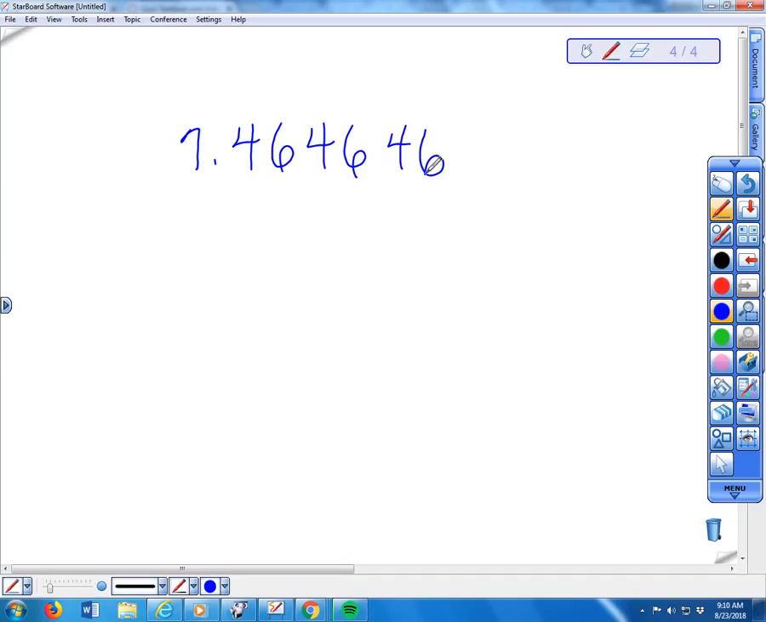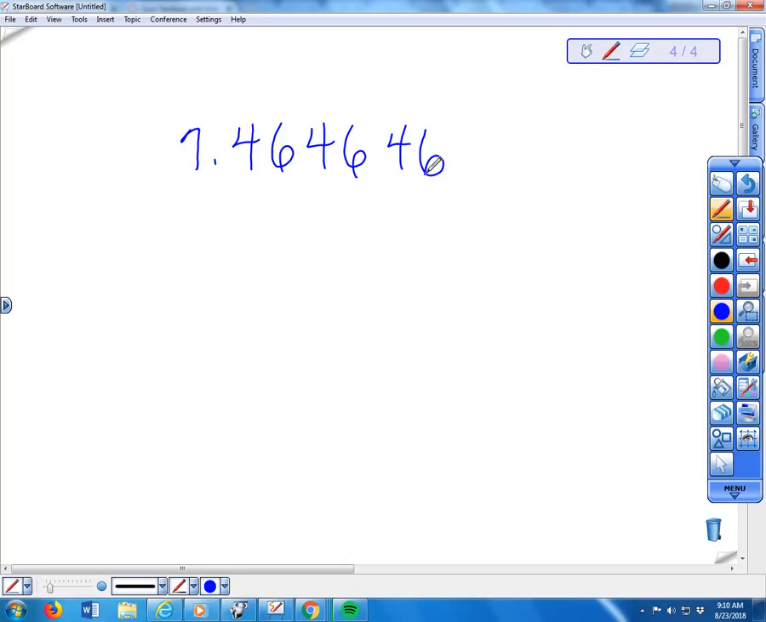Okay, there's the repeating pattern. It repeats after 6, right? It goes 4, 6, 4, 6, 4, 6, 4, 6. So my goal with trying to turn these into fractions is to get 2 numbers that I can subtract that have the exact same repeating pattern after the decimal. Let me say that again. I want to subtract 2 numbers that have the exact same repeating numbers after the decimal, because when I subtract them, I want to have just 0 after the decimal. That's my goal with all of this process.